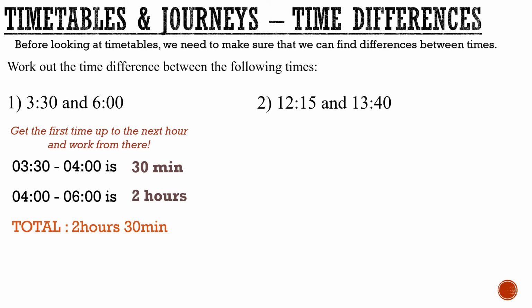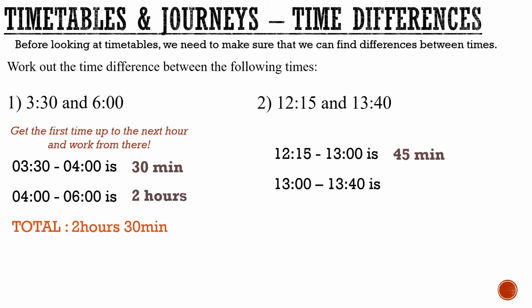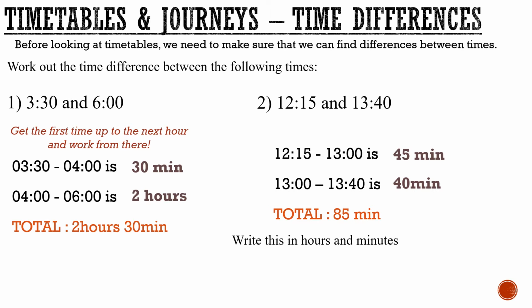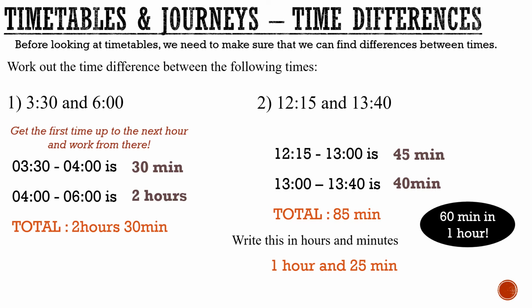Question 2, I'm going to get from 12:15 up to 1 o'clock, and I've used the 24-hour clock here, so 1 o'clock is 1300 hours. So that is 45 minutes. Then I'm going to go from 1 o'clock up until 1:40. So 1 o'clock to 1:40 is 40 minutes. I'm going to add those two times in grey together to get 85 minutes. And it's a good idea, if you can, to write it in hours and minutes. I'm sure you already know that there are 60 minutes in an hour. So if I take 60 away from 85, that leaves me with 25 minutes, so I've got 1 hour and 25 minutes left.